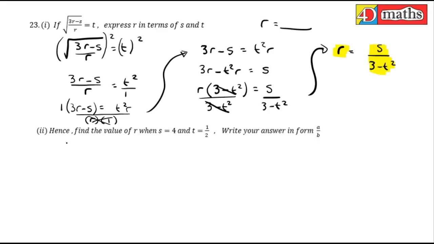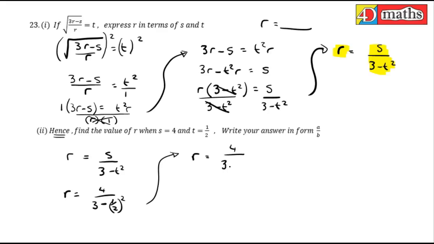Now, second part: find the value of r when s equals 4 and t equals a half. So this word "hence", what they're implying is that because of what you did earlier, they want you to use it again. So r is equal to s over 3 minus t squared. So r is equal to 4 over 3 minus a half squared, because t is a half. A half squared is a quarter. So r is equal to 4 over 3 minus a quarter, which is 2 3/4.